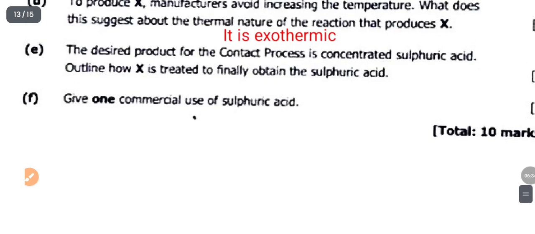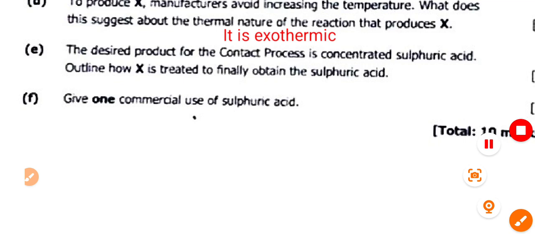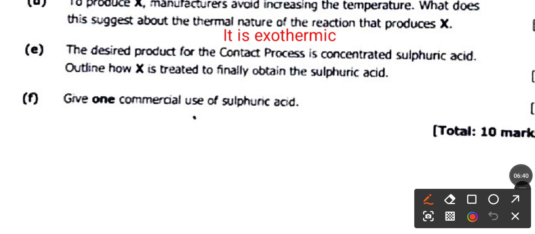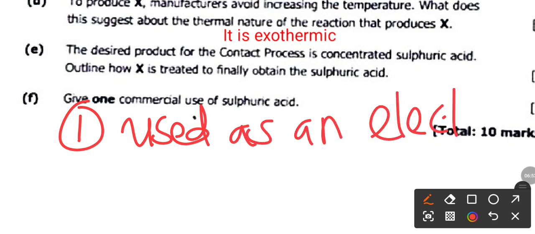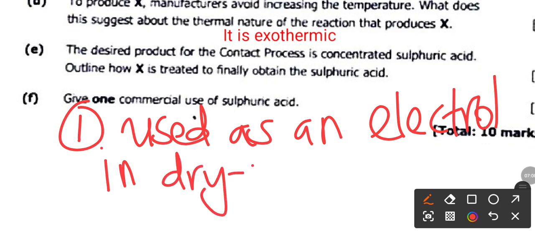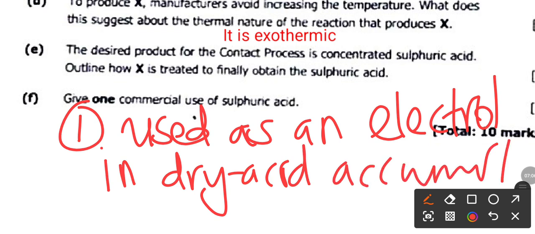And my last question says, give one commercial use of sulfuric acid. There are a number of uses of sulfuric acid. Number one is that it is used as an electrolyte in dry acid accumulators. Okay, something like that. And if you don't like this, you can also say the sulfuric acid is used to manufacture explosives.